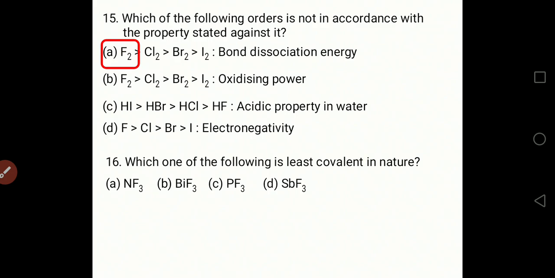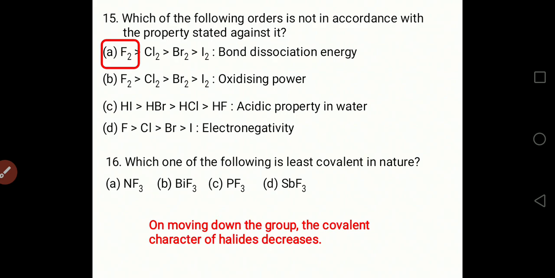Then 16: which of the following is least covalent in nature? Always remember covalent nature depends on the electronegativity difference. Moving down the group, the electronegativity difference increases, hence ionic nature increases. So hence on moving down the group, covalent character decreases. So the answer is BiF3.